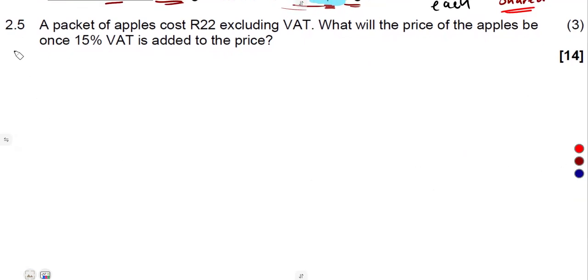All right, 2.5. We are given that a packet of apples cost 22 rand, excluding what?